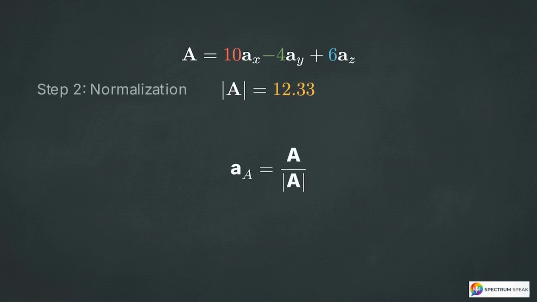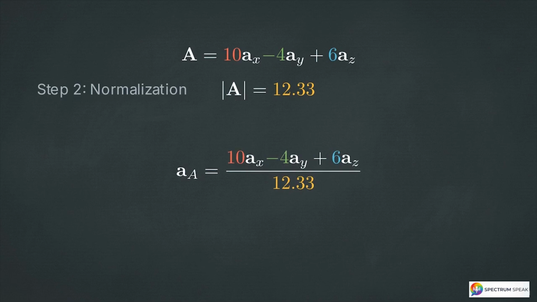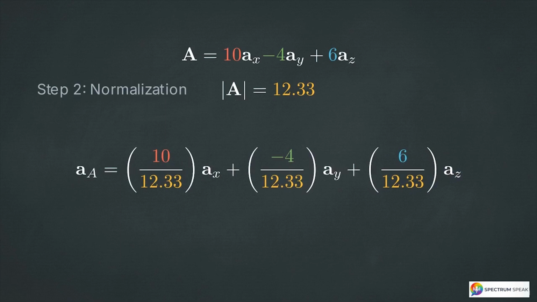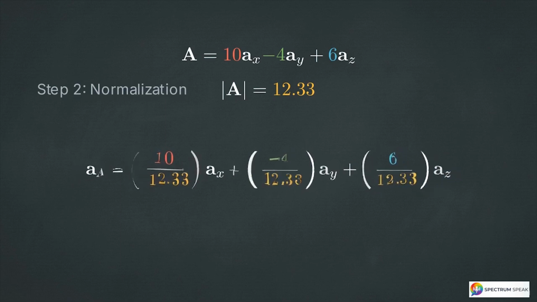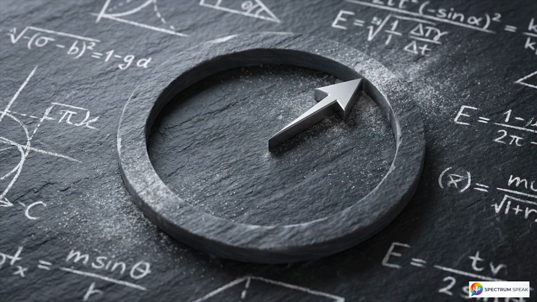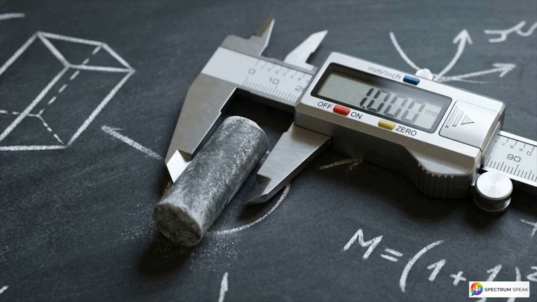We take our entire original vector equation and divide it by our new magnitude of 12.33. We distribute that division to each individual component, 10, -4, and 6. This gives us our final unit vector, 0.811 ax minus 0.324 ay, plus 0.487 az. We have successfully normalized the vector. This new equation is the precise mathematical representation of the original vector's direction, scaled down to a length of exactly 1.